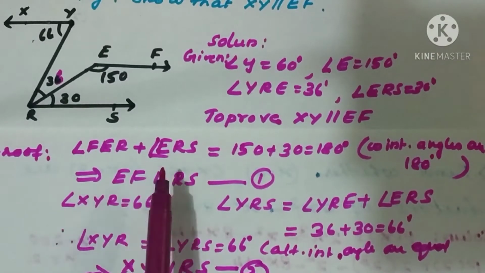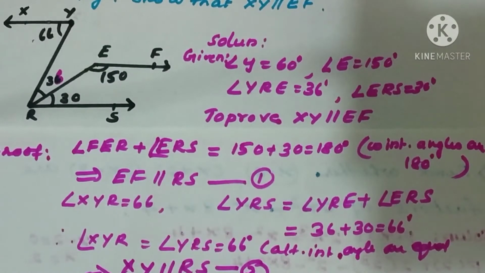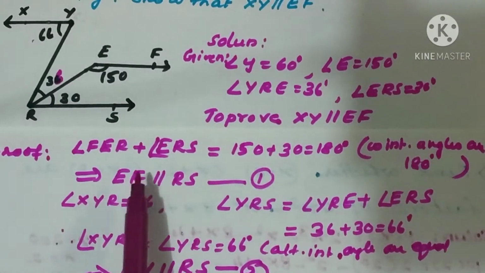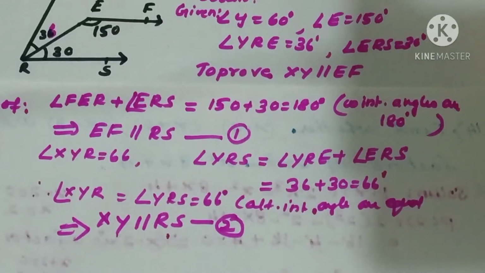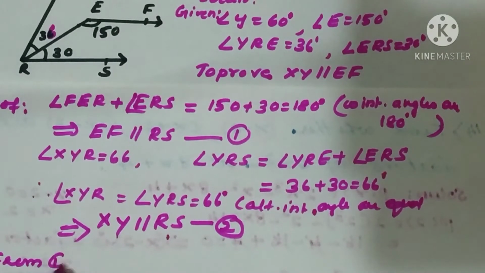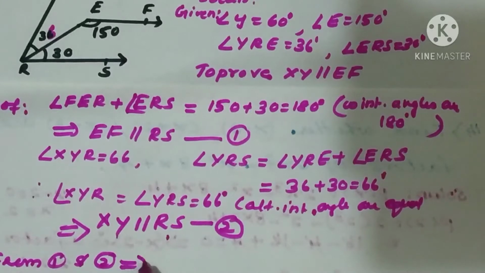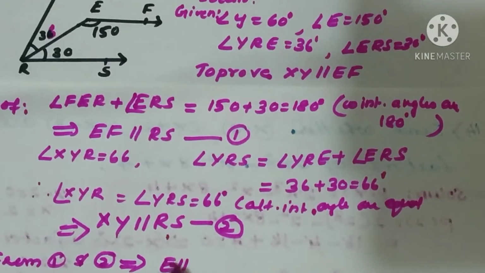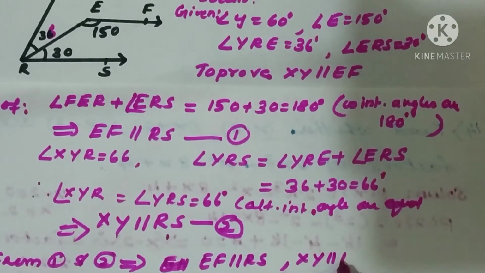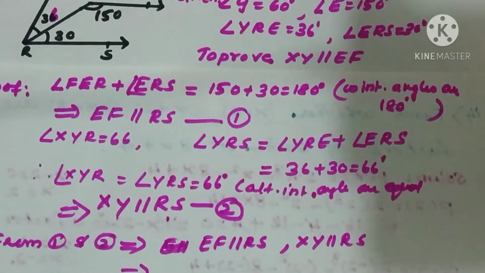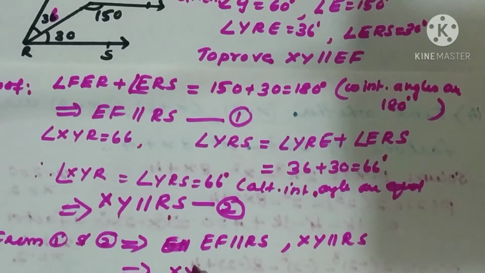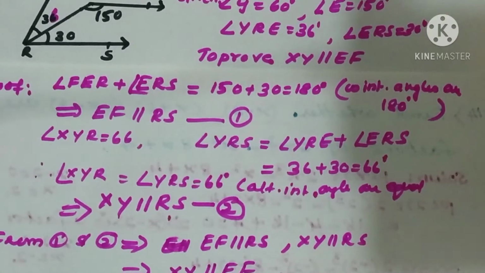Now what did we get from 1? EF is parallel to RS, and XY is parallel to RS from 2. So both are parallel to RS. What is the conclusion? XY is parallel to EF. From 1 and 2, EF is parallel to RS, XY is parallel to RS, which implies XY is parallel to EF. Hence proved.